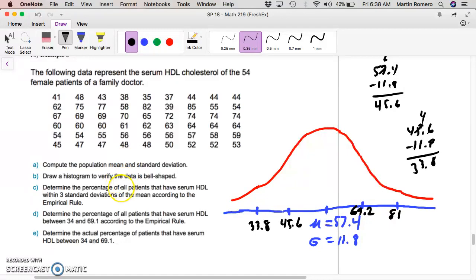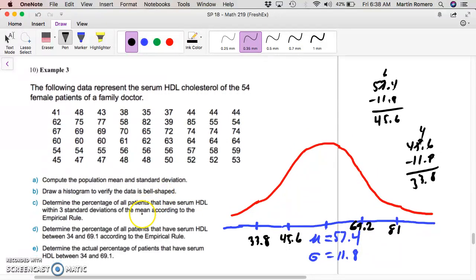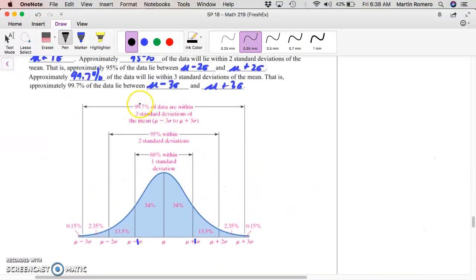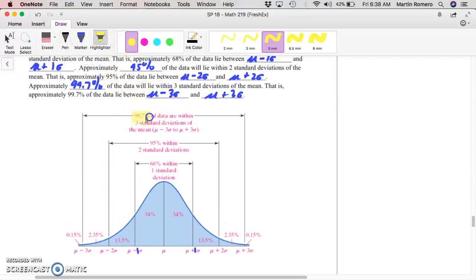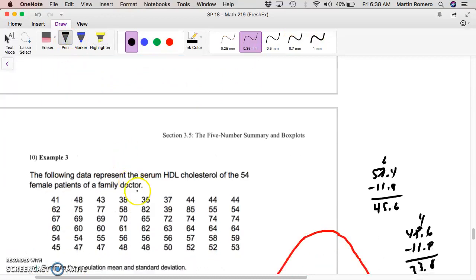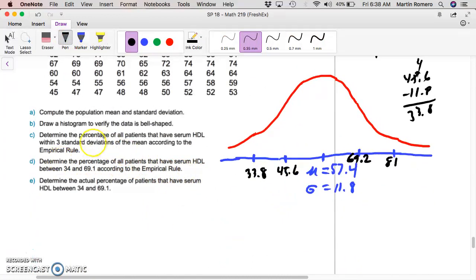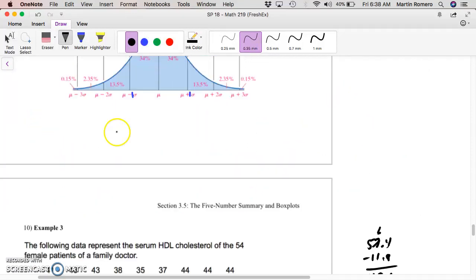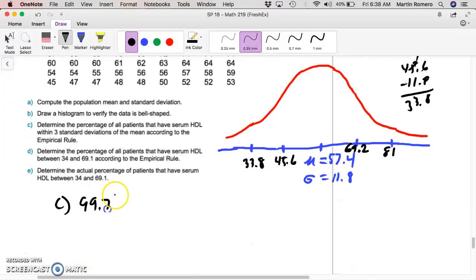And now we can answer these questions. Determine the percentage of adult patients. Remember, this graph represents all of these 54 people. What percentage of them will lie within 3 standard deviations of the mean according to the empirical rule? This one's pretty easy to answer. We just go back to the rule. We learned that 99.7% of all data lie within 3 standard deviations. So the answer to part C is 99.7%.